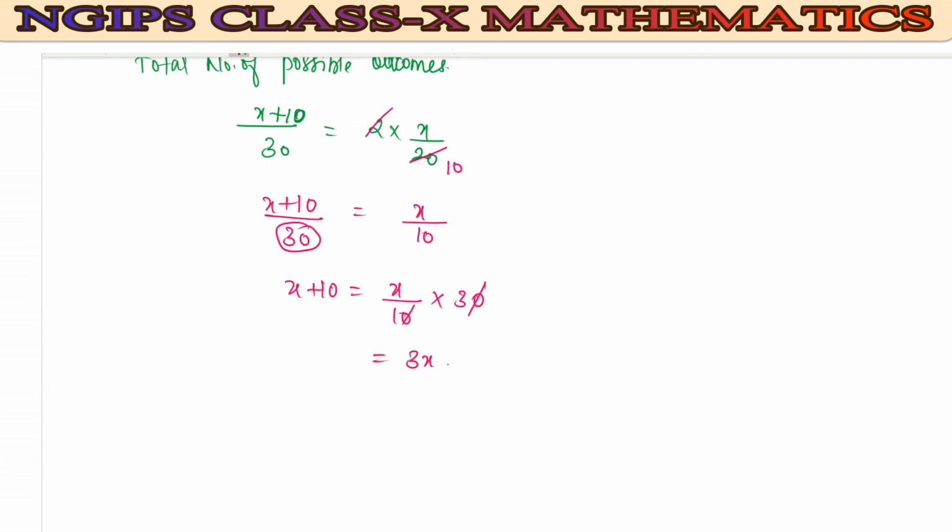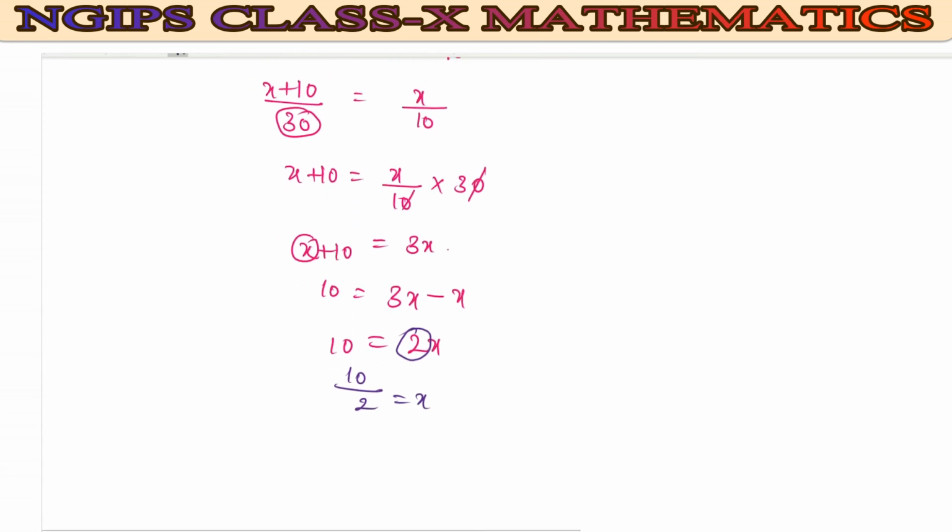We have x plus 10, so 10 is equal to 3x minus x, when you shift x to the opposite side. So 2x is equal to 10. When you shift this 2 to the opposite side, it becomes division, so 10 divided by 2 is equal to x. Finally we got x is equal to 5. This is what we need to find, the value of x. Therefore x is equal to 5.